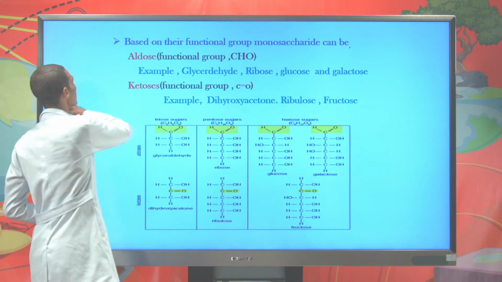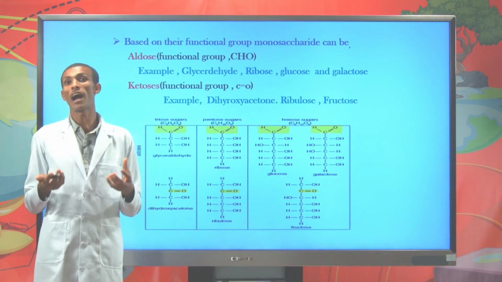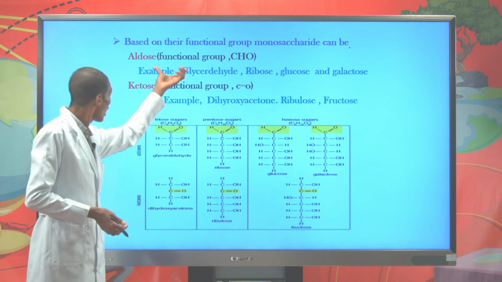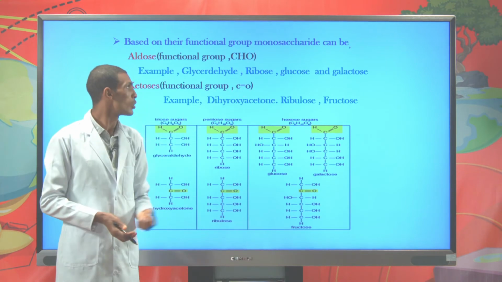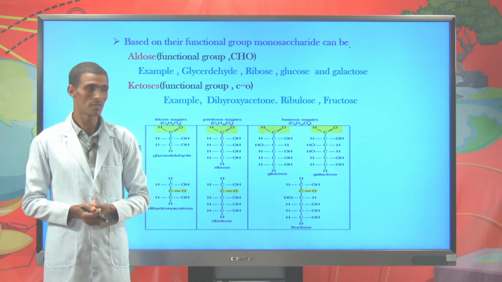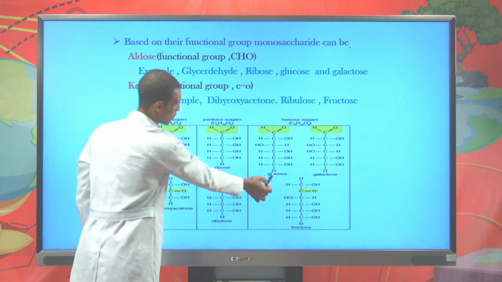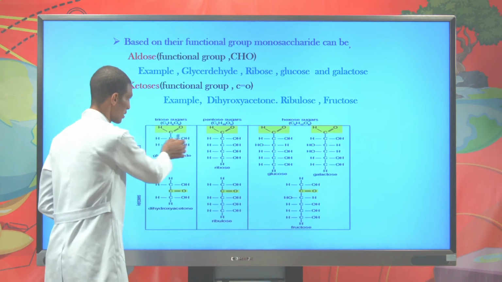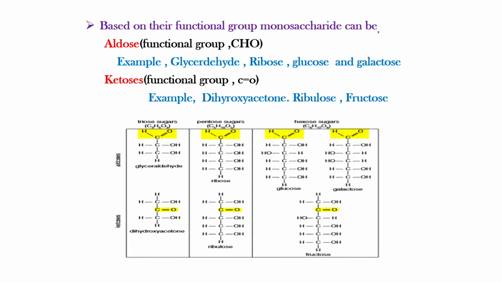So, based on their functional group, monosaccharides are aldoses and ketoses. Some aldoses are glyceraldehyde, ribose, glucose, and galactose. They are said to have the aldose functional group. The ketoses are dihydroxyacetone, ribulose, and fructose, which contain the ketone functional group.